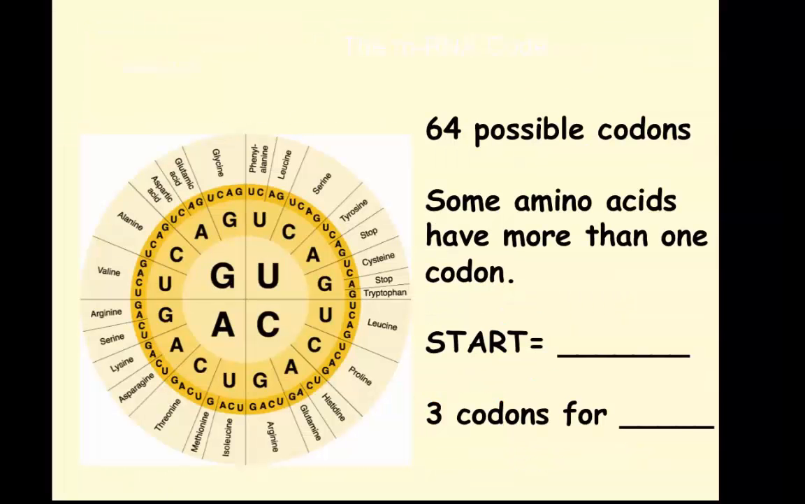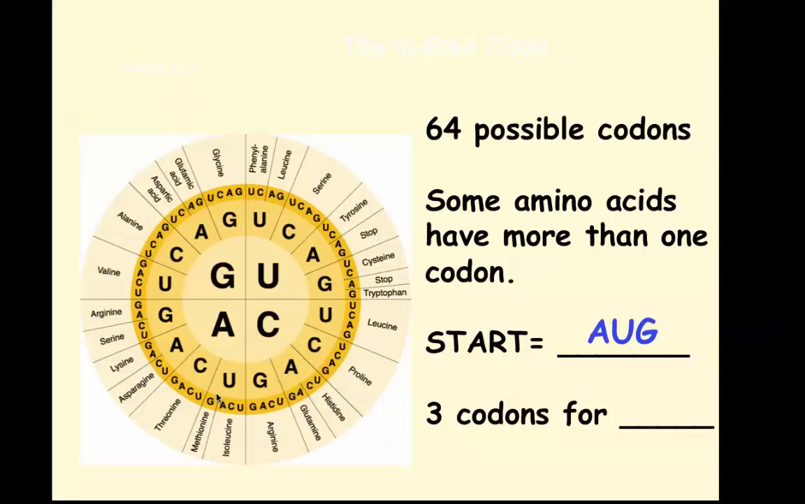We actually have 64 possible codons, and this is the little chart that you would use to read what codon represents what amino acid. So for instance, if we look at the AUG, we see that that's methionine, and that's actually the start codon. So we always start with AUG.